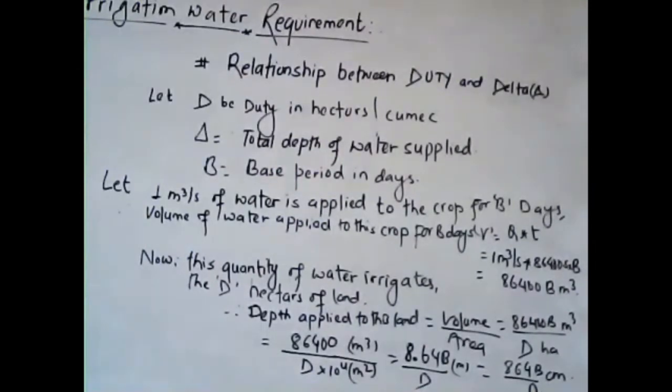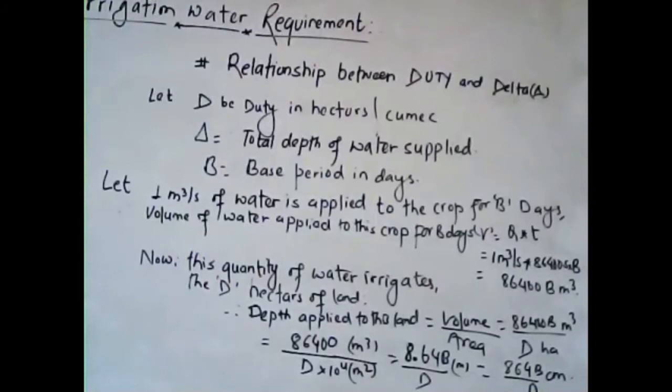So we have determined the volume, and we also need to know the area. Now this quantity of water irrigates D hectares of land. So D hectares is the area of this field that is irrigated by a unit quantity of water. That is, we know that this is duty. Okay, so this 1 cumec is irrigating D hectares of land.